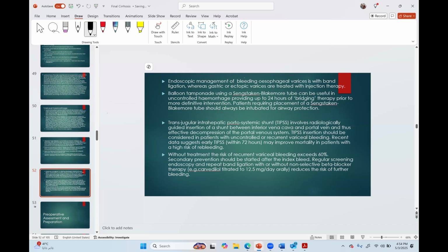I was saying, balloon tamponade using the Sengstaken-Blakemore tube is useful in providing up to 24 hours of bridging therapy prior to more definitive treatment. Now of course nobody uses it, because everywhere definitive treatment is available. Another treatment is transjugular intrahepatic portosystemic shunt, which is actually done by interventional radiology. It is a radiologically guided insertion of a shunt between the inferior vena cava and portal vein, thus effectively decompressing the portal venous system. TIPS insertion should be considered in patients with uncontrolled or recurrent variceal bleeding. Recent data also suggests that early TIPS within 72 hours may improve mortality in patients at high risk of rebleeding.